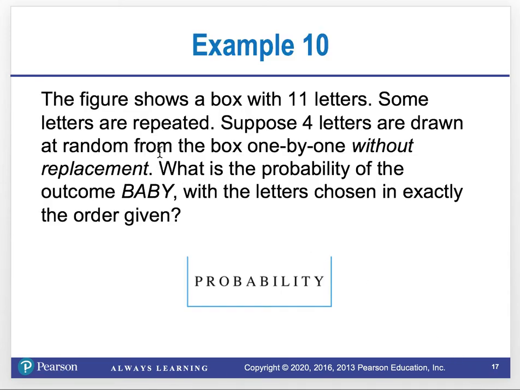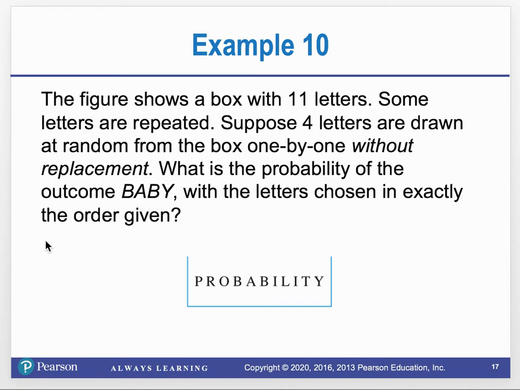Okay, the figure shows a box with 11 letters. Some letters are repeated. Suppose 4 letters are drawn at random from the box, one by one, without replacement. That's important to know, always: without replacement or with replacement. Either way, it doesn't matter. It's just important to know which one. What's the probability of the outcome BABY?